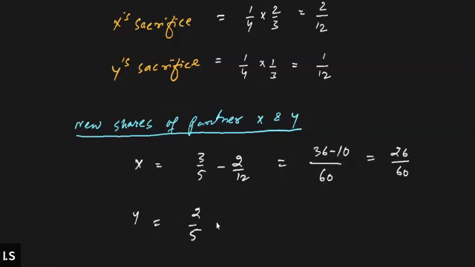Okay. And similarly, Y will have to sacrifice how much? 1 by 12 out of his total share. So 2 by 5 minus 1 by 12. So when you calculate it, you will get 60. Then 24 minus 10, it will be 14 by 60. No, no, no.